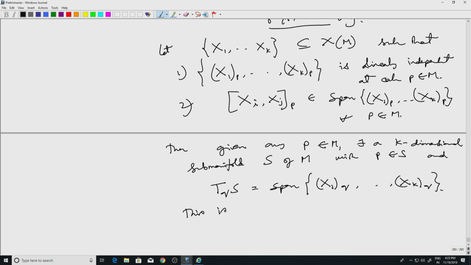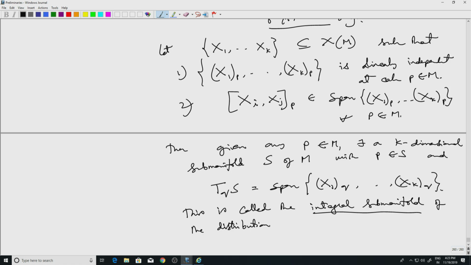This is called the integral submanifold of the distribution, that's the technical term, of the distribution generated by X1 through Xk.